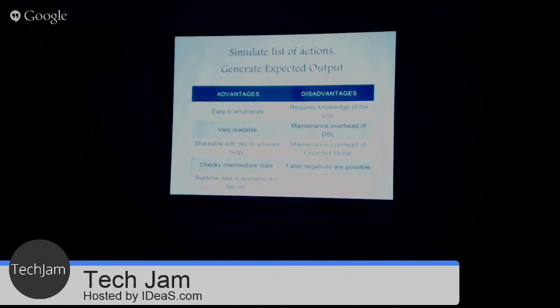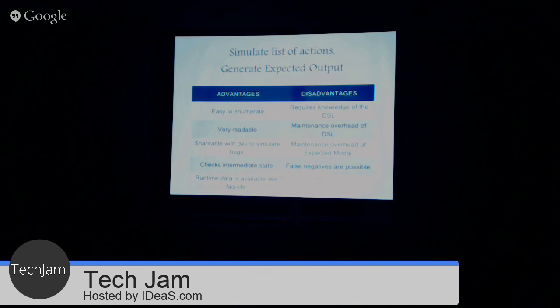But then there is the approach that we took: simulate a list of actions and generate expected output. So this allows us to have runtime data in the expected output. That is the biggest advantage of this approach. But the problem is that there can be false negatives.